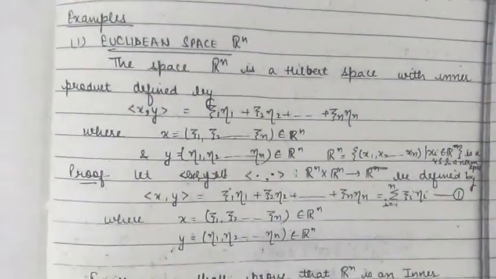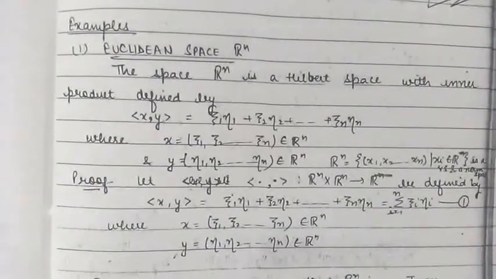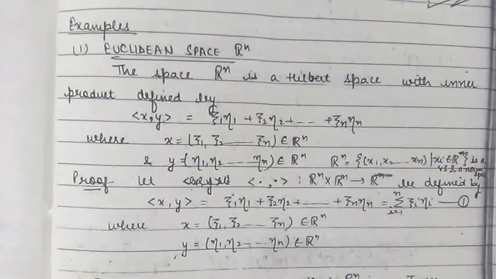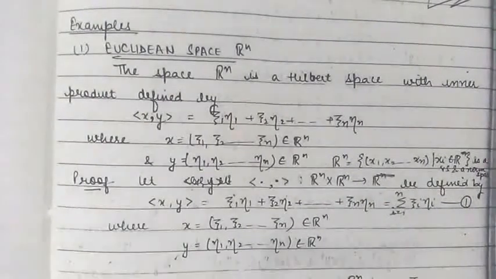Yesterday we started inner product spaces, and today we will do the examples of Hilbert space. Hilbert space means complete inner product space. Complete inner product space means that it should be complete in the metric defined by the inner product.